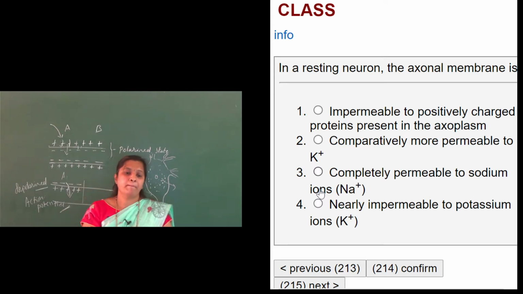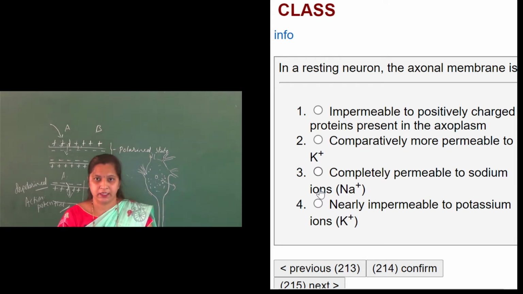Then the second one is comparatively more permeable to potassium ions. Yes, it is comparatively more permeable to potassium ions. The third says completely permeable to sodium ions, but it is nearly impermeable to sodium ions. The fourth option they have given, nearly impermeable to potassium ions, is also wrong because it is comparatively more permeable to potassium ions. So the right option here is the second one. In a resting neuron, the axonal membrane is comparatively more permeable to potassium ions. Next question.